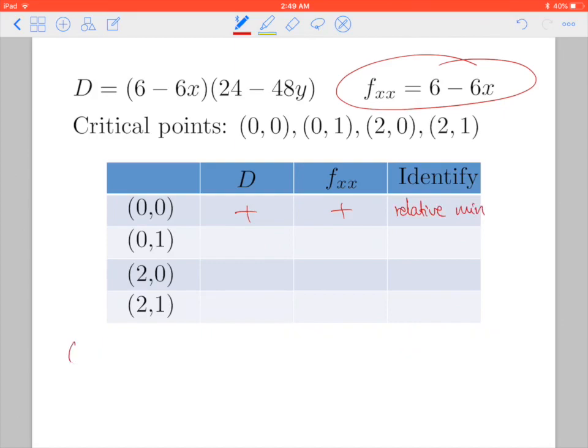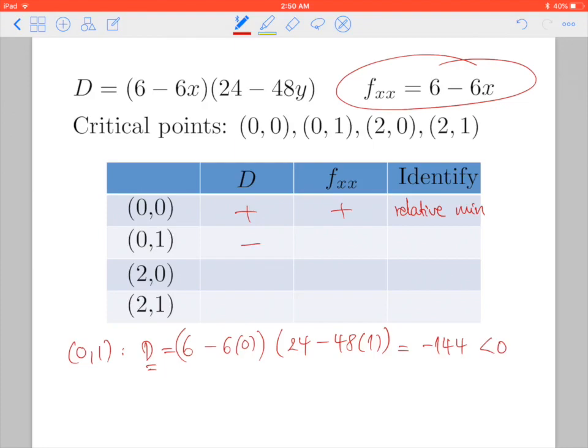Next, for the point (0, 1). Once again, you substitute x equal to 0 and y equal to 1 into the determinant. And you have 6 minus 6 times 0, times 24 minus 48 times 1. And once again, if you use the calculator, you get the determinant to be negative 144, which is less than 0. Going back to the determinant test, when D is less than 0, you can automatically conclude that the critical point is a saddle point.